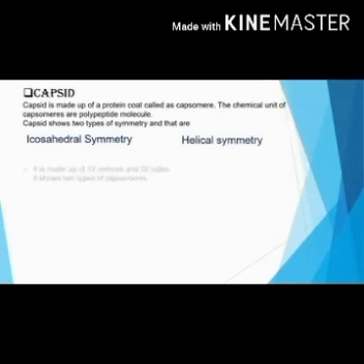Capsid is made up of a protein coat made of units called capsomers. The chemical unit of capsomers are polypeptide molecules. Capsid shows two types of symmetry, and that are icosahedral symmetry and helical symmetry.